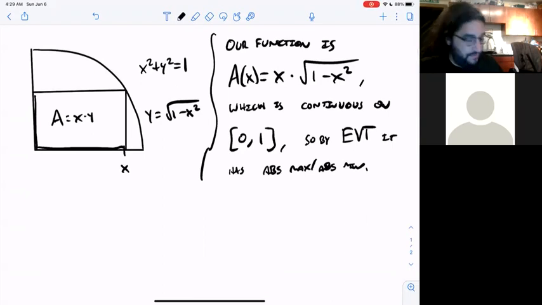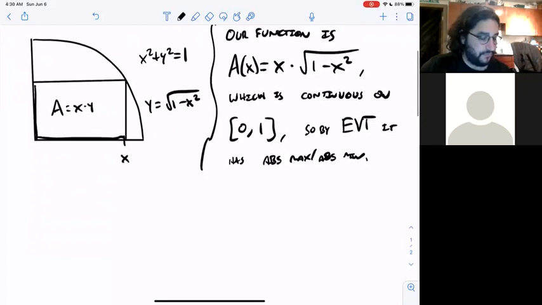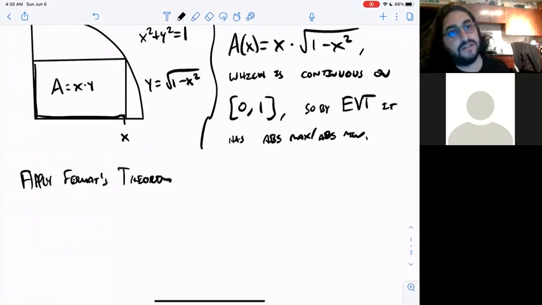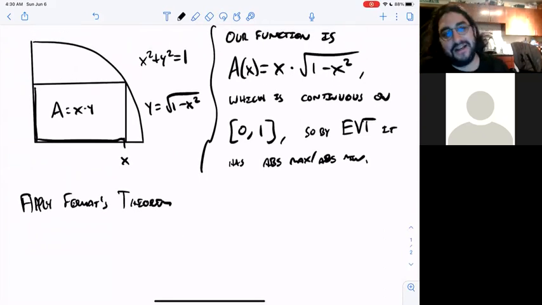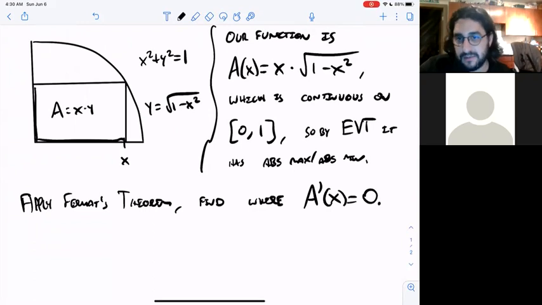Now let's go use derivatives to try to find it. So this is our function, x times the square root of 1 minus x squared. And I'd like to find the max of it, the biggest possible area. So all I'm going to do now is use Fermat's theorem. Fermat's theorem says that extrema must occur at an endpoint or critical point. Here, the endpoints are definitely not going to be the maximum because at the endpoint, the rectangle has area 0. So here I really want to know where the derivative is 0. That's the equation I want to solve.